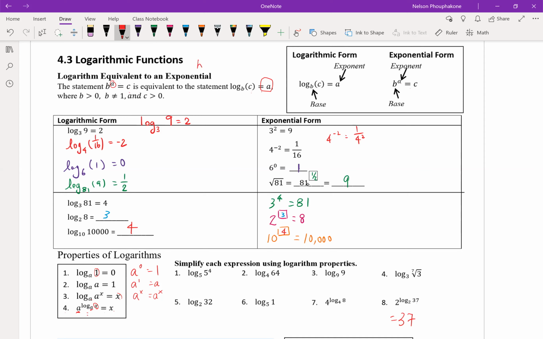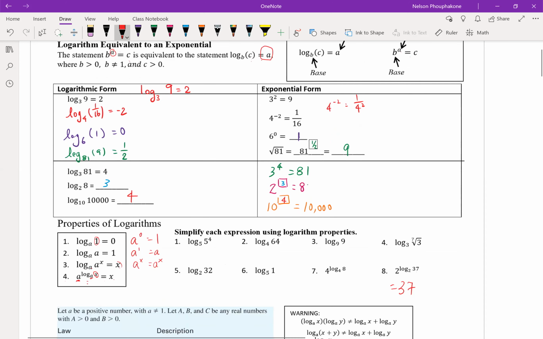Again, b to the a equal to c, right? But what is a? A is log base b of c. Then this base and this base are the same. Then now, what I would like you to do is check this out, using the 4 properties here to help us finish the problem.